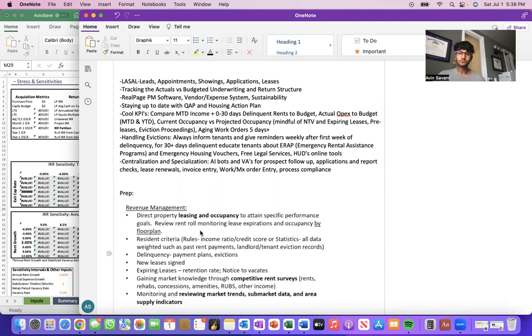So yeah, and then as far as the last thing, centralizing and specializations. Nowadays property management teams are getting really technically advanced and implementing technology into day-to-day practices. So you have AI bots and virtual assistants that are helping the on-site property management team with follow-up applications, credit report checks, background checks, all that stuff. They're also assisting with lease renewals, invoice entry, work order entry, and overall process compliance, offloading a lot of time-consuming duties, whereas they can really focus on the actual service that they provide to their tenants and other day-to-day activities that can maximize the brand image and overall feel of the property.